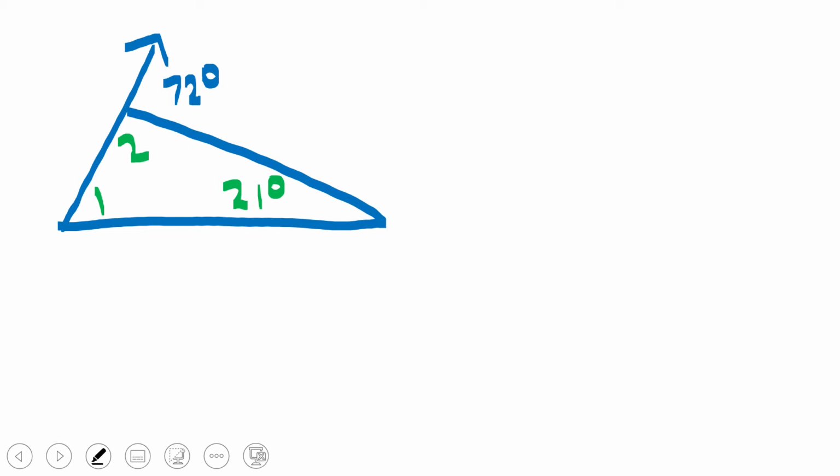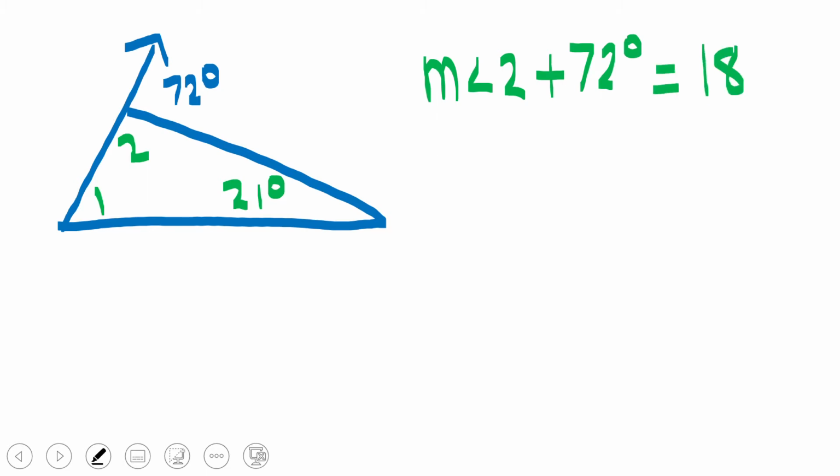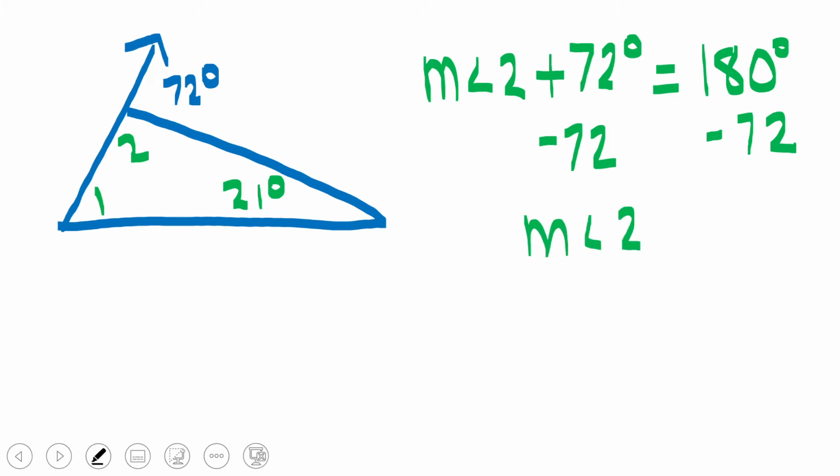So if angle 2 plus the 72 degree angle is equal to a line as a linear pair, then we can solve for the measure of angle 2 right away. We have the measure of angle 2 is equal to 108 degrees.